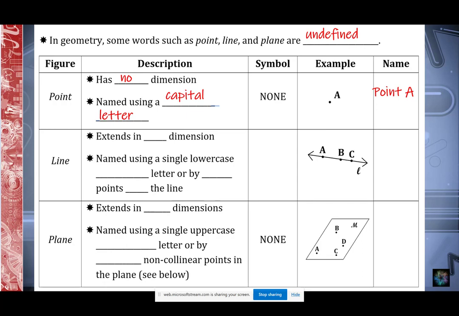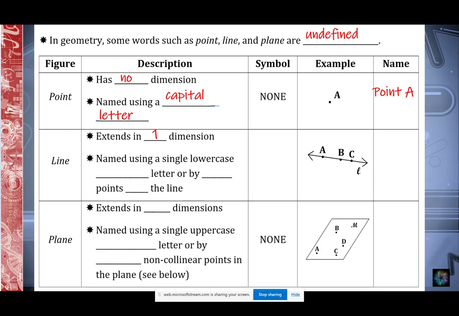If you have enough information to reference it, it can just be the letter, but often we put the word point in front of it because letters of the alphabet are used for so many different things. But points are always capitalized. When we look at a line, however, this may also be counterintuitive, it extends in one dimension.